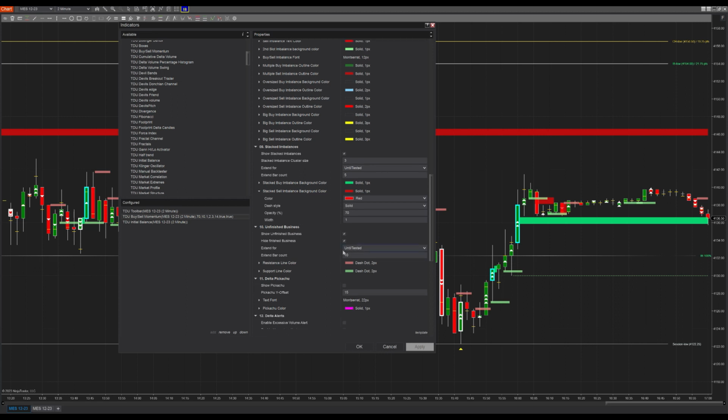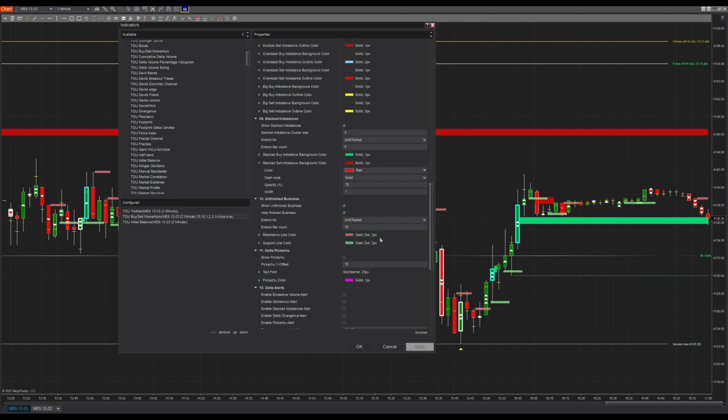Unfinished business, again, I keep them on. Here's an unfinished auction, unfinished business at the low, right? So often the market will come back and tidy that up and clean that auction off. It just means that we don't have a zero at the last level of the candle, so we have an unfinished auction. Market will often come back to tidy that up. You can do the same thing here. As with all of these, you can do bars until broken or until tested. I prefer until tested on these.